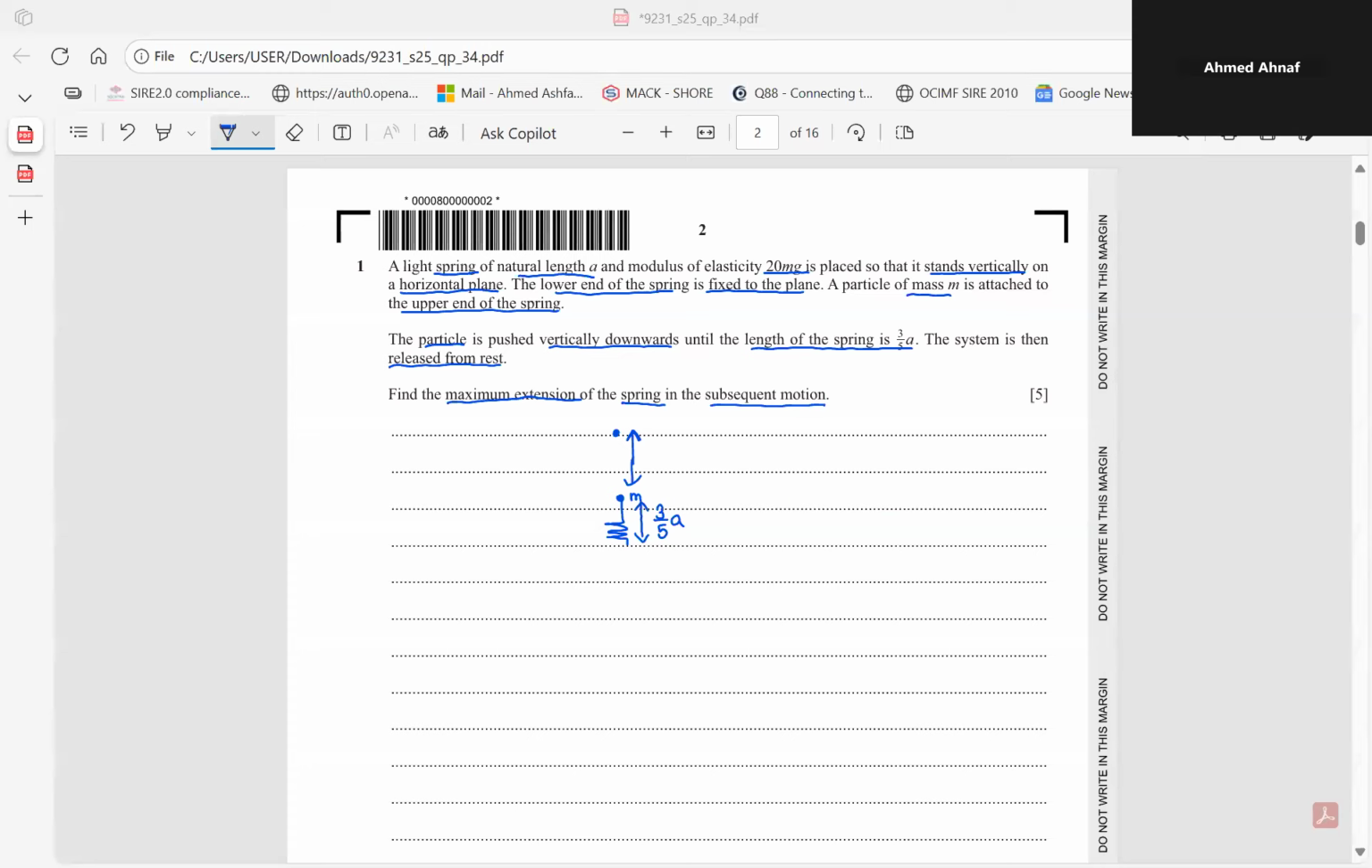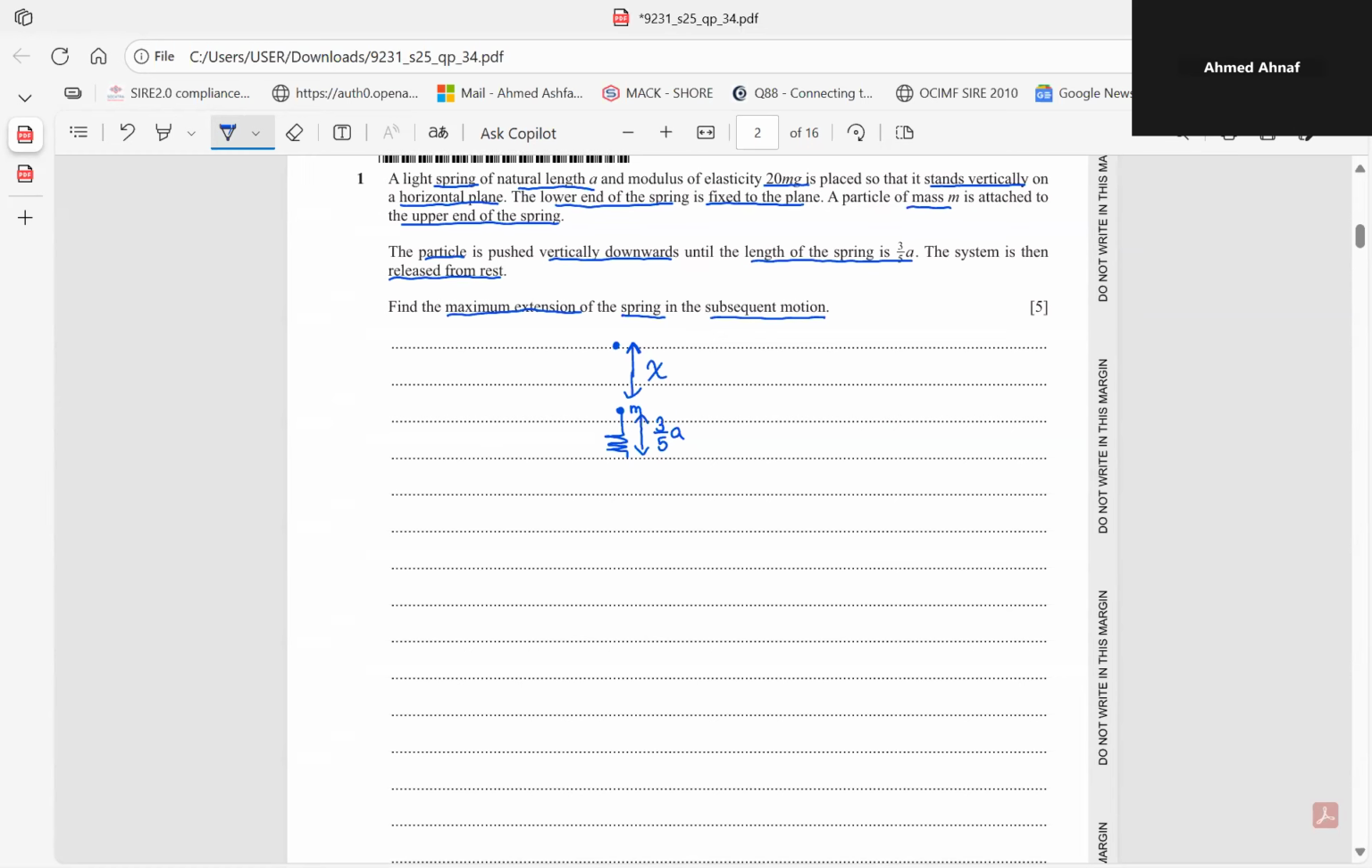Okay, so as I was saying, remember the x is this length that it has moved. Okay, so now we're ready to start. Okay, so let's find how much energy there is initially.